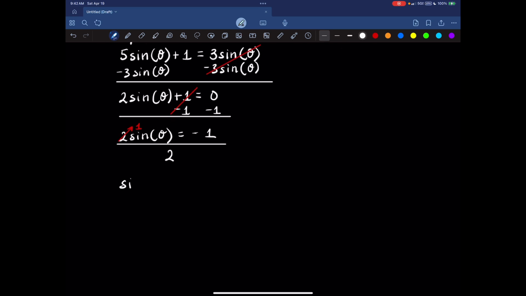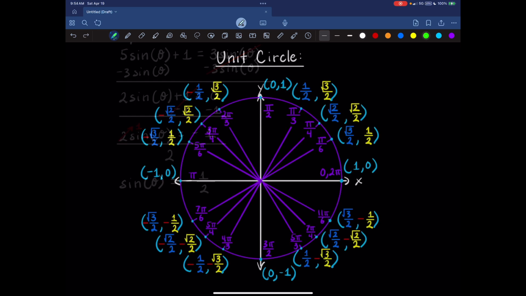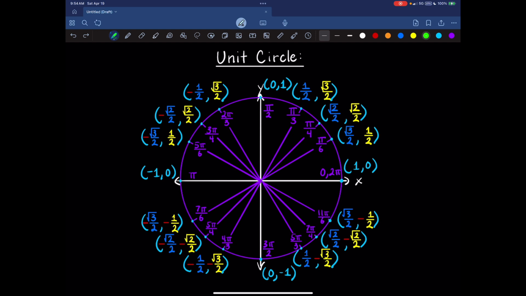So we'll have sine of theta equal to negative 1/2. So now we need to ask ourselves, for what values of theta does sine theta equal negative 1/2? To answer this, we can turn to our unit circle and find where sine, the y-coordinate, equals negative 1/2. Looking at our unit circle, we can see that sine, or y, equals negative 1/2 at 7 pi over 6 and 11 pi over 6. So that gives us two solutions, so let's write those down.